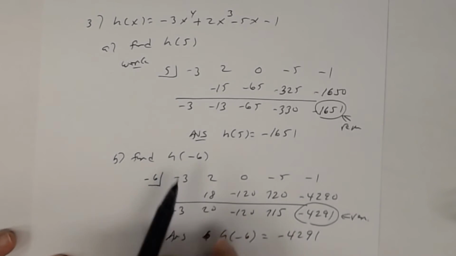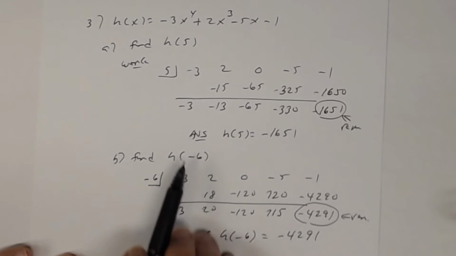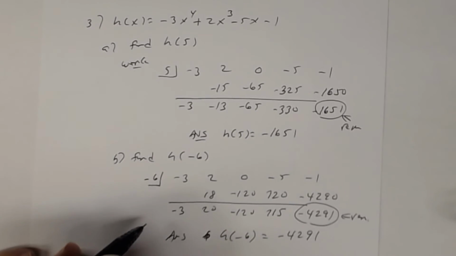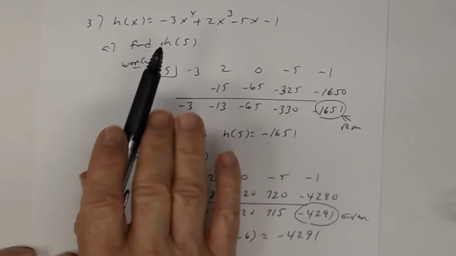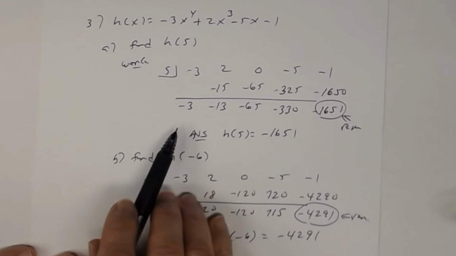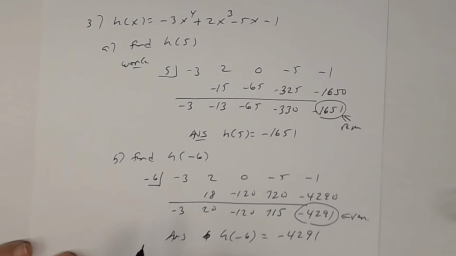All right, now remember, that's your work. So now you would get the same answer if you substituted negative 6 wherever you see the variable x, but that's not the intent here. Make sure you follow directions. You must use what I just showed you. You must follow the directions.